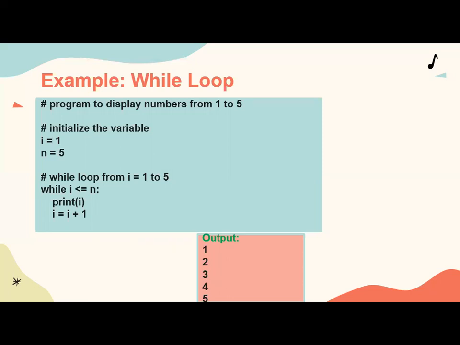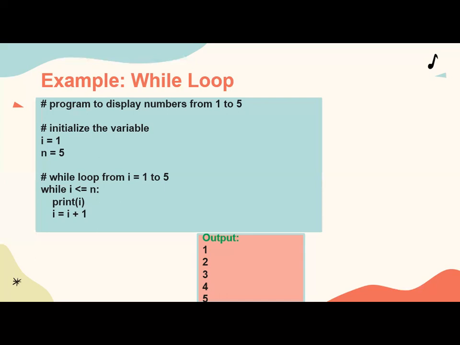Is 2 less than or equal to n, which is 5? 2 is less than or equal to 5. Condition true. 2 is printed. i is incremented to 3. Next, i value is 3. So 3 is less than or equal to 5. Condition true. 3 is printed. i is incremented to 4.